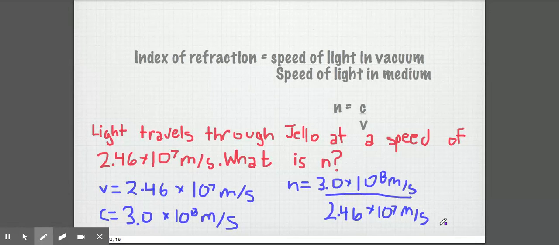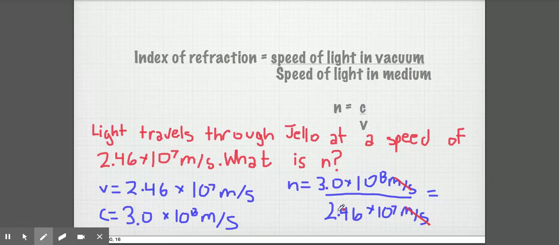If you have trouble remembering this formula, I just want to remind you that C, the speed of light in the vacuum, is the fastest that light can travel. So your biggest number, 3.0 times 10 to the 8, is always going to go on the top. Your smaller number is always going to go on the bottom. That means your answer is always going to be greater than 1. We like to include the units in physics to make sure they cancel out. Since we're dividing by the same unit, they're going to cancel out.